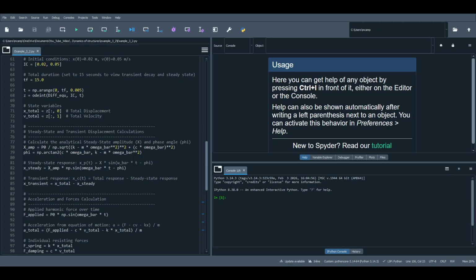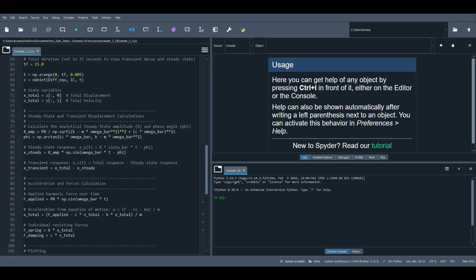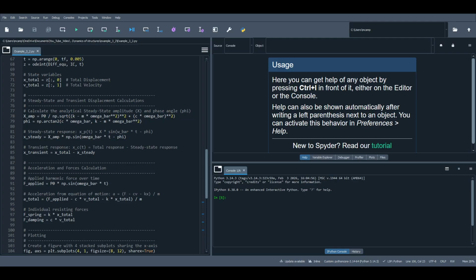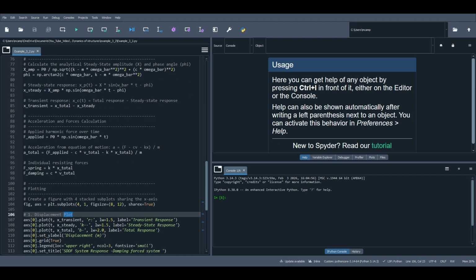So we calculate x amp, using the exact mathematical formula from structural dynamics, and also the phase phi. This is the exact calculation of the formula. X steady is x amp times sin(omega bar t minus phi), which calculates the steady state response. X transient calculates the displacement of the transient response, the difference of x total minus x steady. Then we calculate the acceleration and also the applied force, the spring force and the damping force.